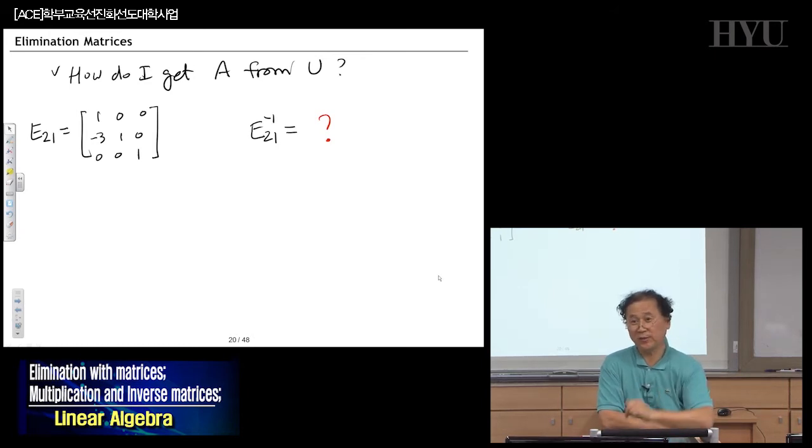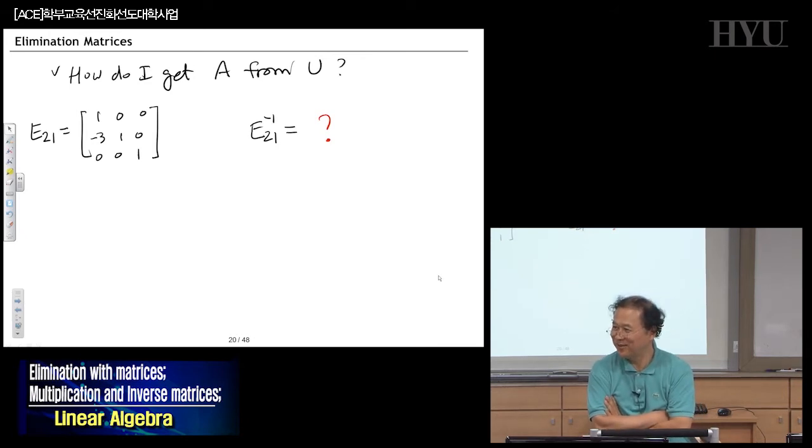What's the meaning of this first one? Okay. Subtracts 3 times row 1 from row 2, right? What's the inverse of that operation in English? Add 3 times row 1 to row 2, right?